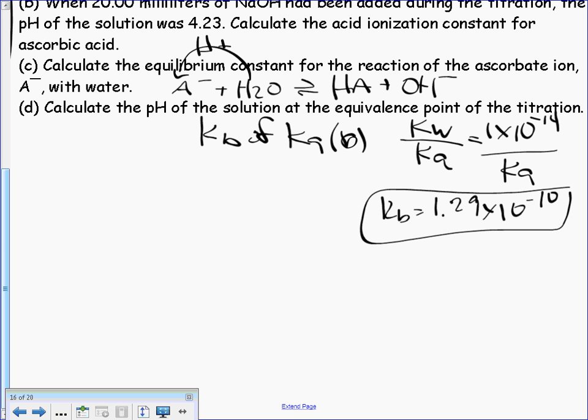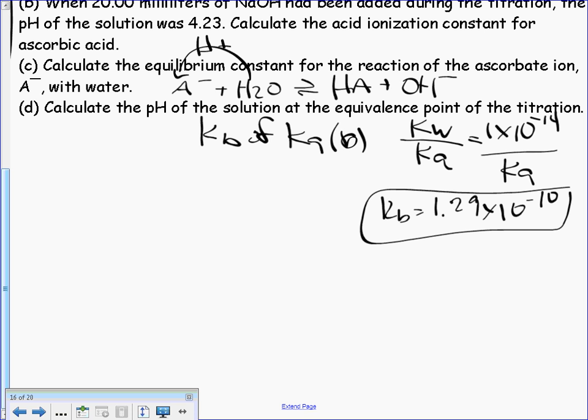pH of a solution at the equivalence point of the titration. All right, so you tell me your first, maybe two steps. Whenever you're ready. Find the molarity of A minus. Okay, so if I find the molarity of A minus, that's a point I need, but I can't get there directly. What do I need to do?